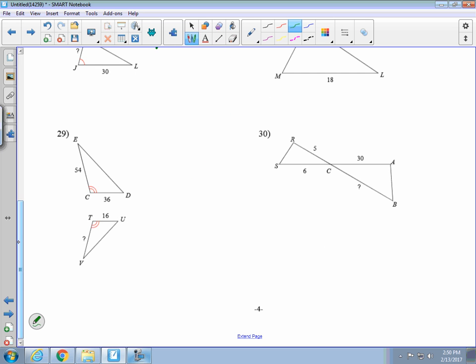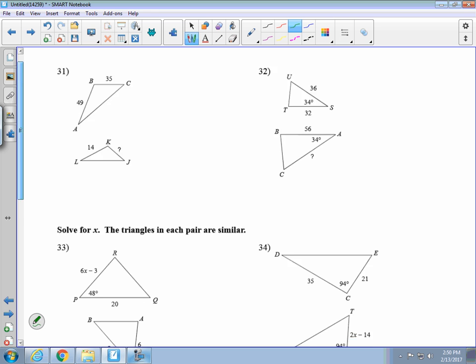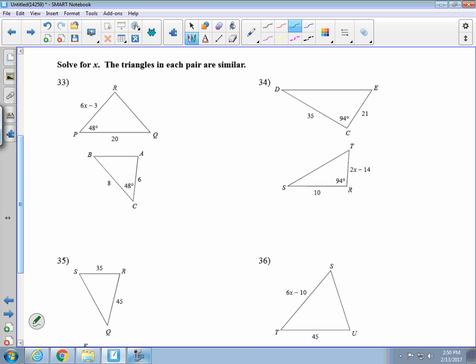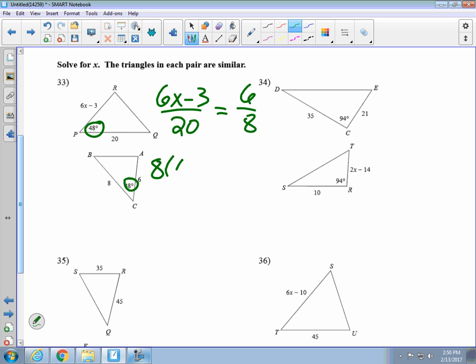And then moving on, we have solve for x with triangles. It's very much the same as what you did with polygons. The reason they give you this angle here is so that you can align your triangles and match up the corresponding or matching sides. We're still having proportions and cross multiply. Distribute.